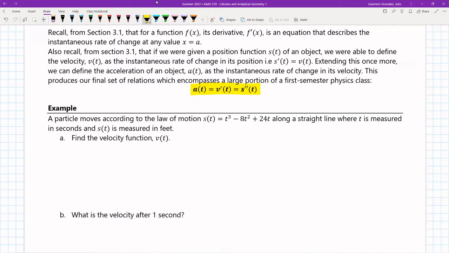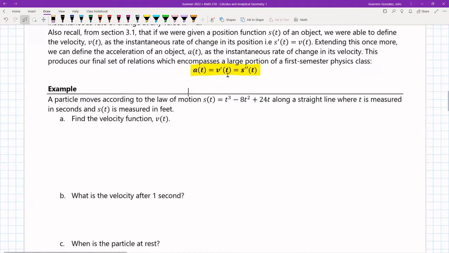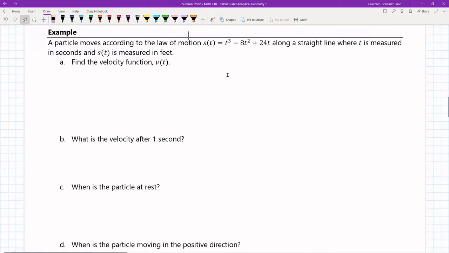So as an example, let's go ahead and do this first example that's right here, the only example of this section. A particle is moving according to the laws of motion, that equation right there, along a straight line where t is measured in seconds and s of t is measured in feet, okay? First thing I'm asking you here, find the velocity function, okay? And velocity function, right, that is just s prime of t. So long as we take the derivative of this thing, we have our velocity, okay?